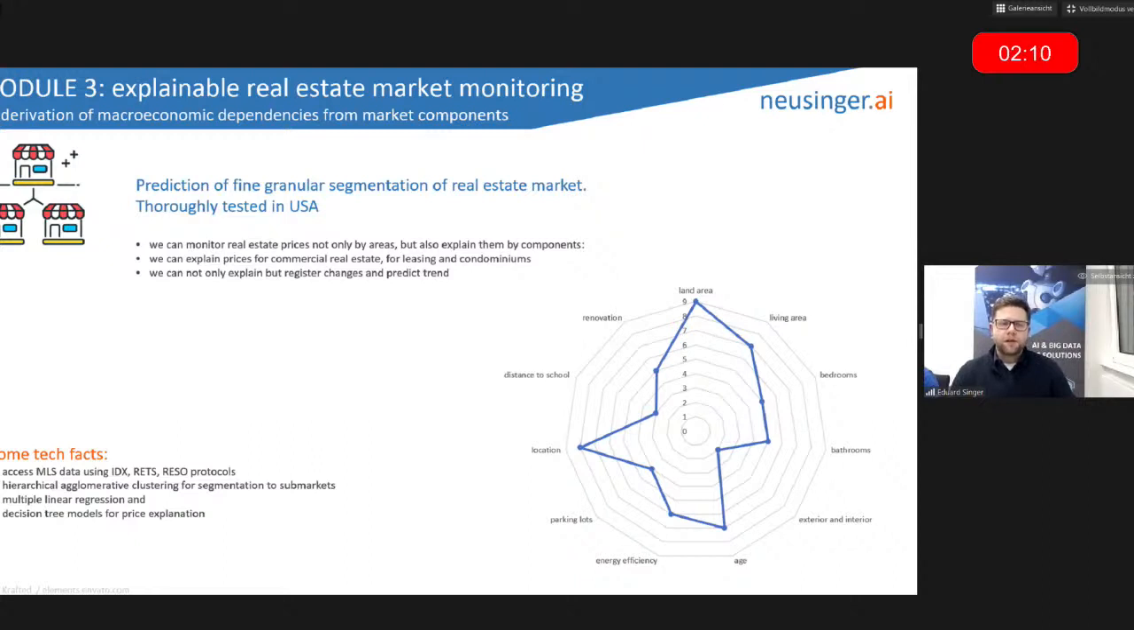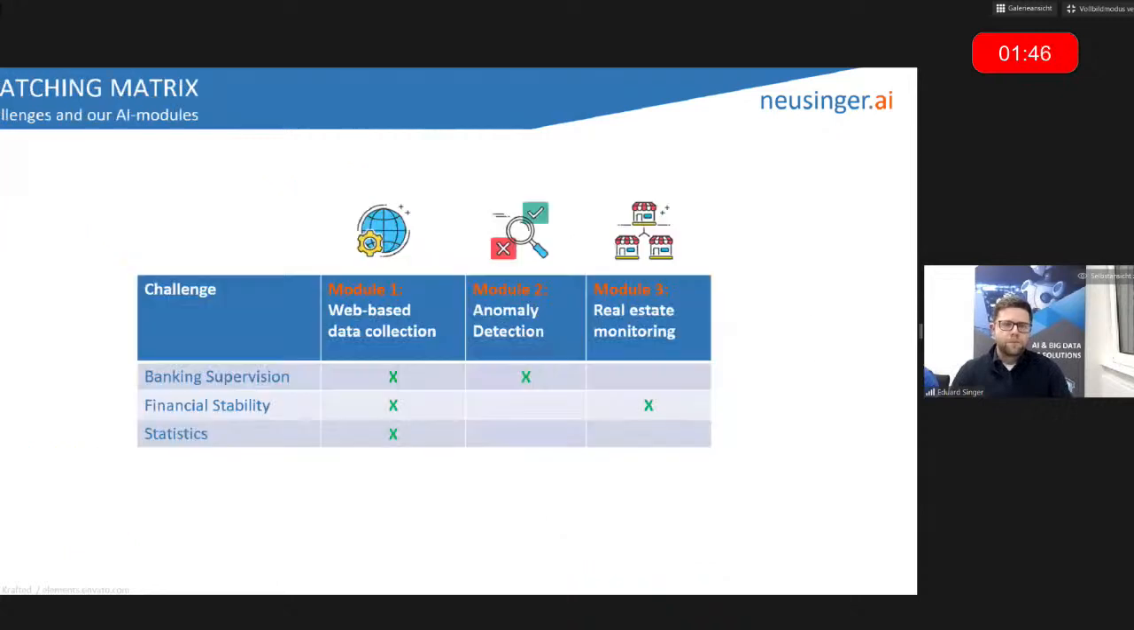real estate market. We not only monitor the real estate prices in different regions, but we also break them down and create an explanation according to subcategories such as floor space, number of bathrooms, interior energy efficiency, and so on. Predictions based on this information are used to derive the macroeconomic KPIs for financial stability.